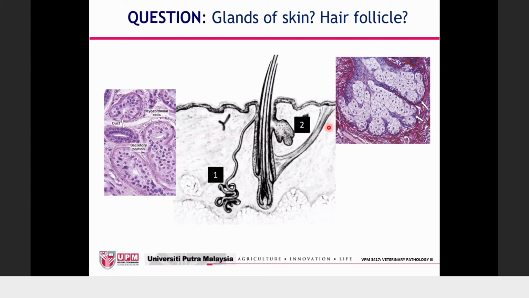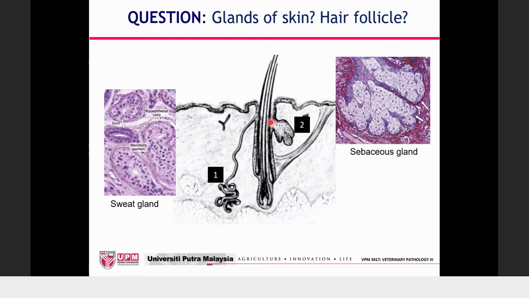Doctor, can I try? Is number 1 the sweat gland and number 2 the sebaceous gland? Okay, everyone agree? Yes. Agree. Yes, very good. You all very smart. So number 1 is actually the sweat gland and number 2 is the sebaceous gland.